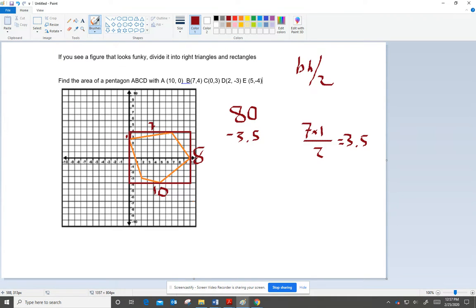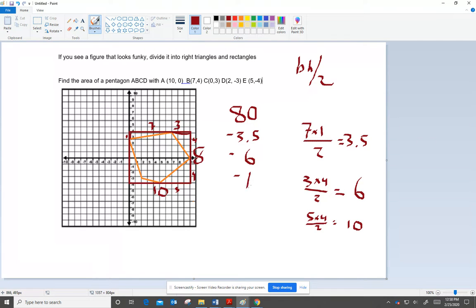Okay, next thing we have to do is this right triangle over here. The base is 1, 2, 3, and the height is 1, 2, 3, 4. So 3 and 4. This right triangle is going to have an area of 3 times 4 divided by 2, which is 6. So we're going to minus 6 from that 80. Okay, right triangle down here. The base is 1, 2, 3, 4, 5, and the height is 1, 2, 3, 4. This right triangle has an area of 5 times 4 divided by 2, which is 10.